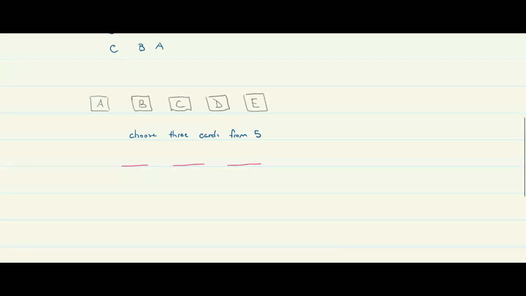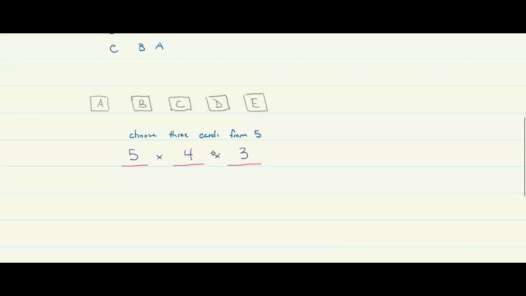Okay, so we can plonk any one of those 5 into this first position here, can't we? I can put in A, B, C, D, or E. Once that card has gone in, then I've got 4 to choose from for the second spot, and then I've got 3 to choose from for the third spot. Now, I'm not arranging all 5. 2 of them are being left out. So this is not 5 factorial. This is 5 times 4 times 3.